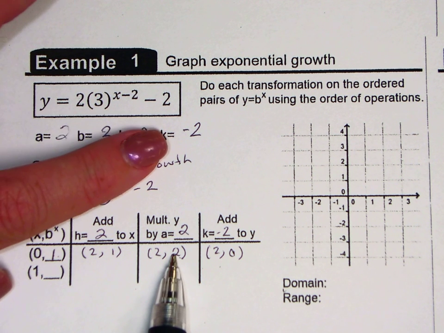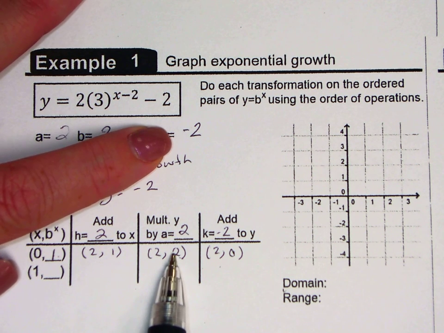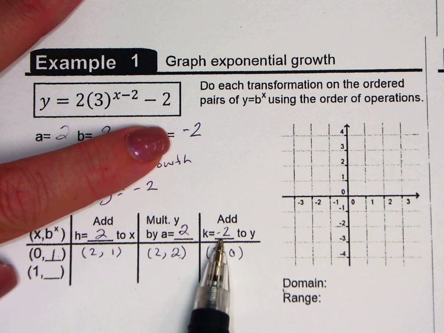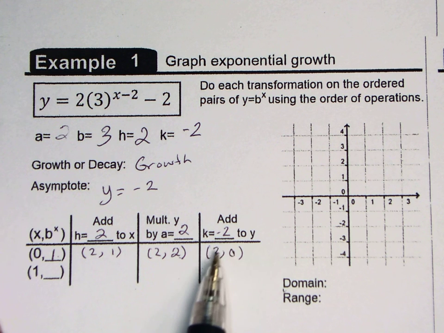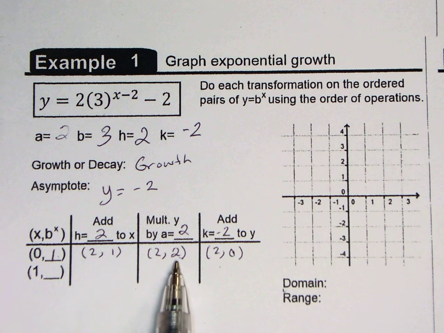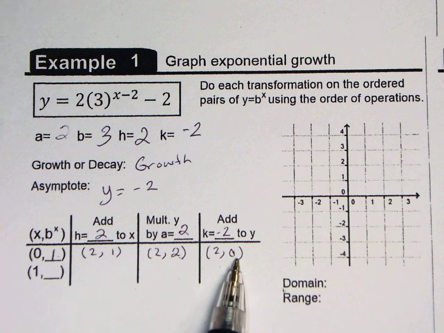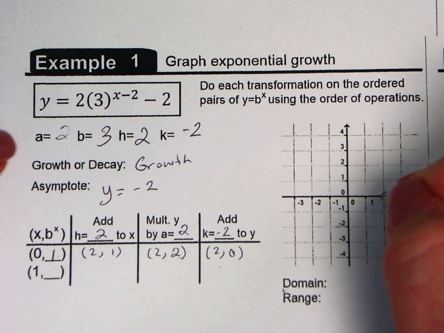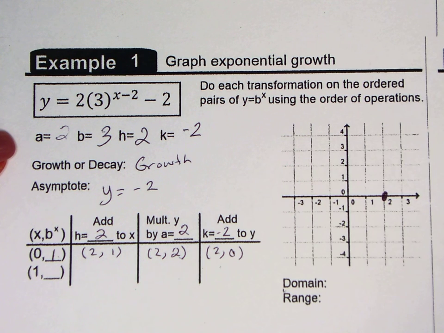And then the last shift is negative 2. So it says add the k value. Well, my k value is negative 2. So I would say 2 minus 2 to the y. My y value here is 2, so 2 minus 2 would give me 0. So now I have that coordinate point, 2, 0. So that is my first point.